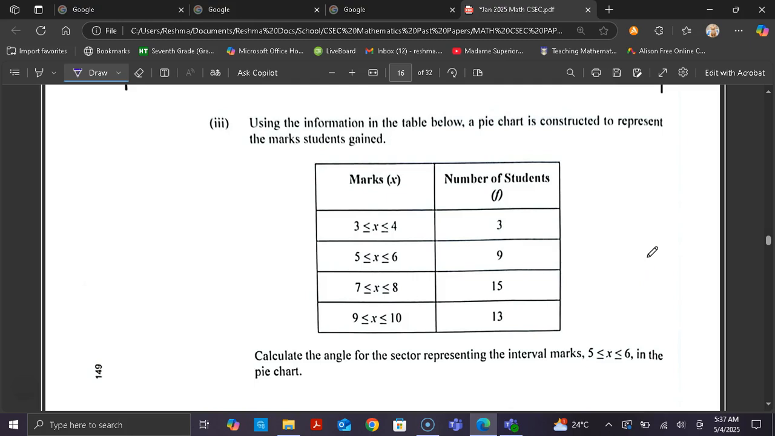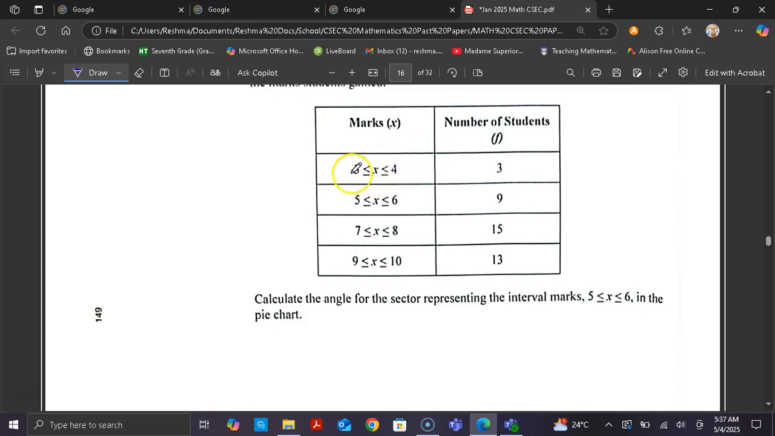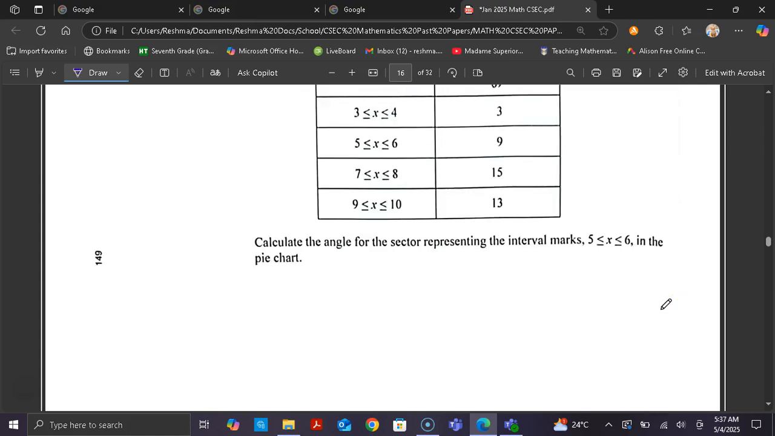All right, and let's look at part 3. Using information in the table below, a pie chart is constructed to represent the marks students gained. So we have marks, and this time they grouped it in intervals, 3 to 4, 5 to 6, 7 to 8, 9 to 10. And we have the number of students. So we want to calculate the angle for the sector representing the interval marks 5 to 6 in the pie chart. Okay, and that's just 1 mark.